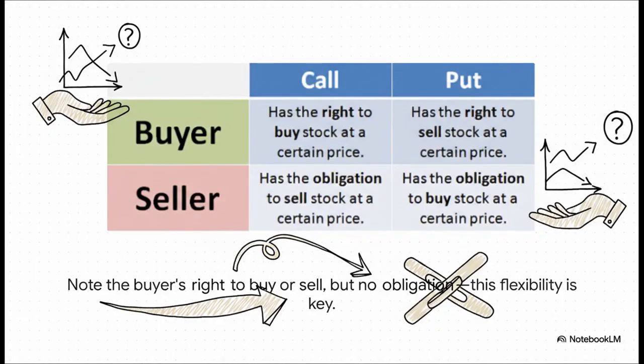This table really shows the power of options. If you look at the buyer's row, you'll see the key difference. A call option gives you the right to buy a stock at a set price, while a put option gives you the right to sell it. But in both cases, as the buyer, you have the choice, the right, but you're not forced to do anything. That is a pretty powerful position to be in.